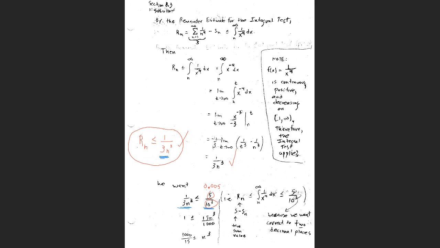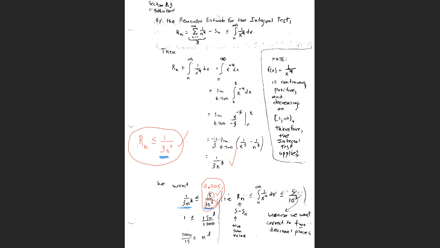Okay, so now, if in the problem they said estimate the series correct to 4 decimal places, then on this part here we would take our upper bound, 1 over 3n cubed, and set it less than or equal to 5 divided by 10 to the 5th power.